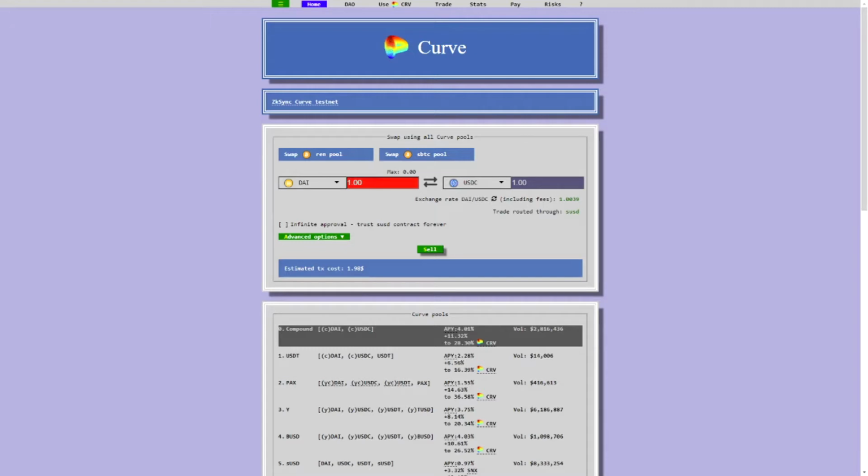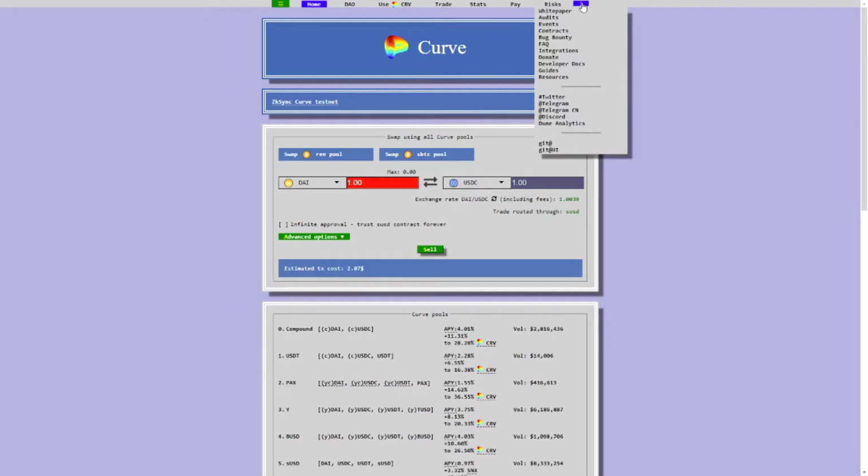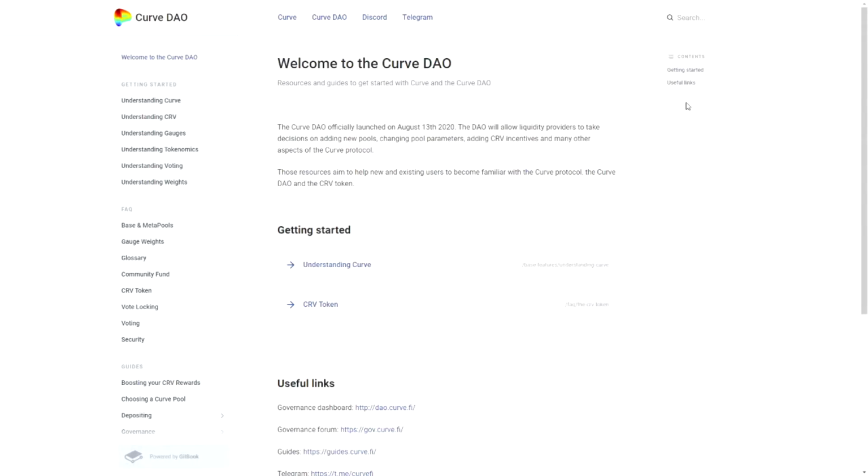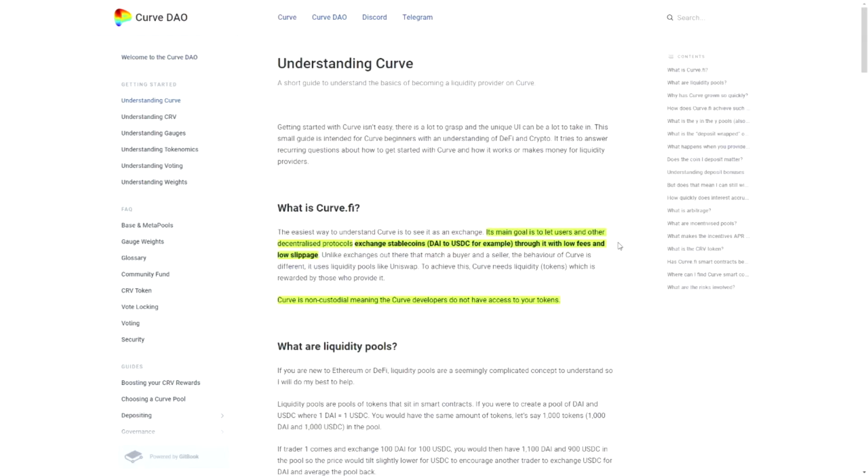So let's dive right into Curve. To learn more about this 90s looking DEX, we go to the question mark at the top. We see white paper, audits, events, contracts, anything that you could possibly imagine. Then we go to the resources, and here you'll find a wealth of information. So let's start with understanding Curve.